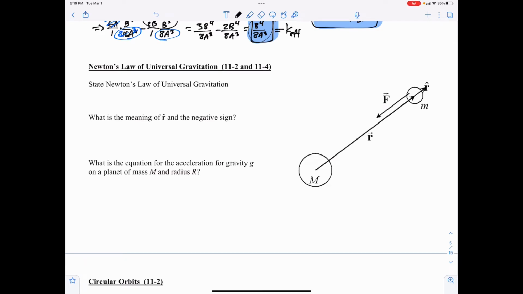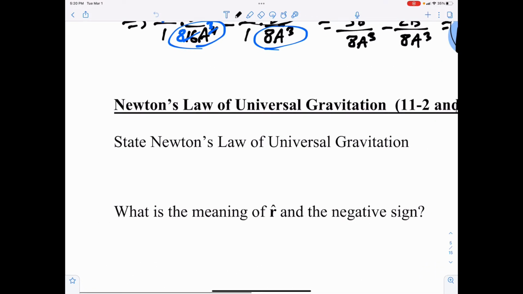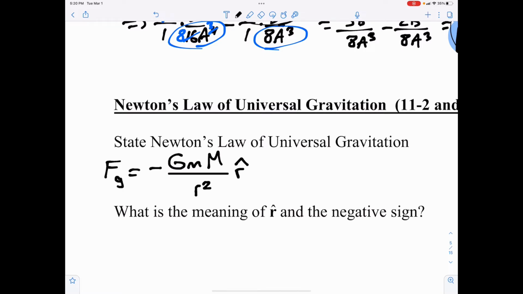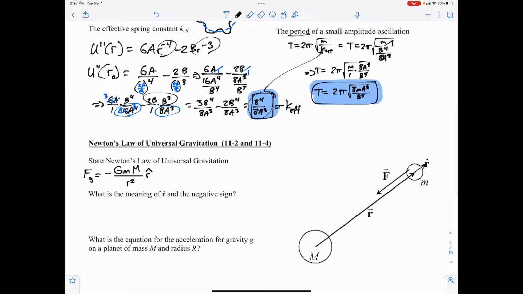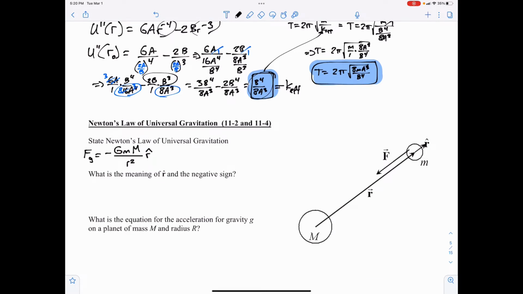Newton's law of universal gravitation, sections 11.2 and 11.4. State Newton's law of universal gravitation. Okay, now that is the technical way it is described in most textbooks. We'll simplify it in just a minute.